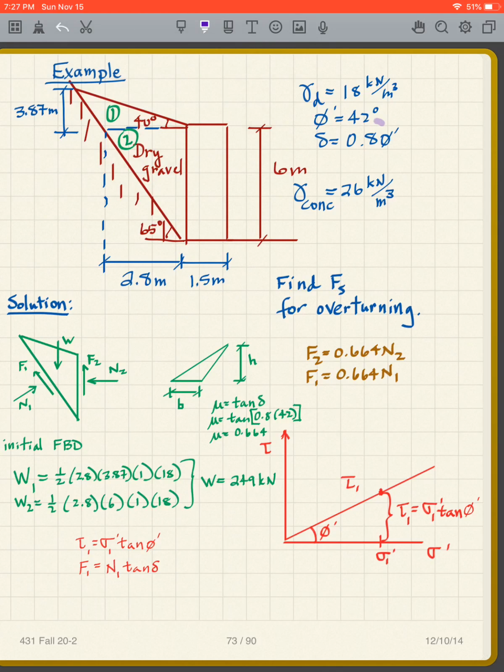So where you're given that the delta is 0.8 phi prime, so my coefficient of friction mu is what? Tangent of delta. So tangent of 0.8 times 42 is 0.664. So my F2 is 0.664 N2 and F1 is 0.664 N1. And so my only unknowns are N2 and N1 when I do my problem.